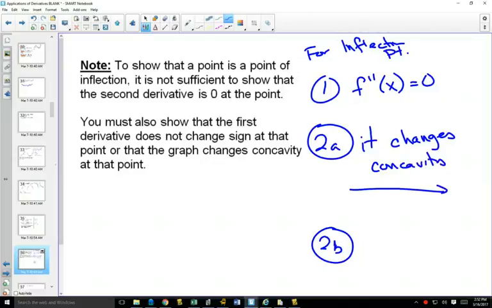And you will do this by making a number line, put your point where the second derivative is equal to 0, and if it goes from concave up to concave down, then you know at point C it had to be an inflection point. Because it's possible to have a second derivative equal 0 but not change concavity.